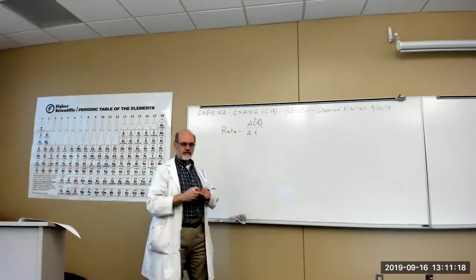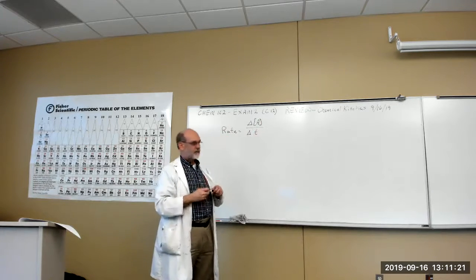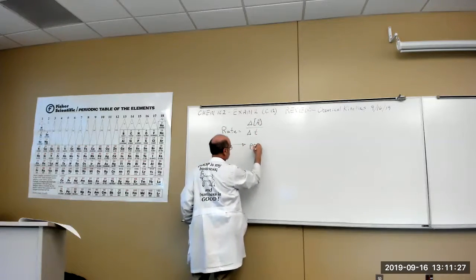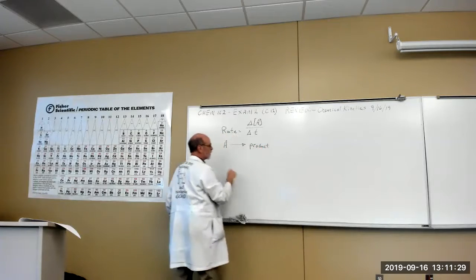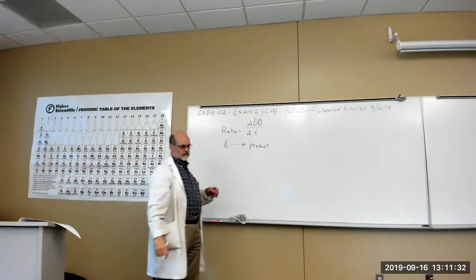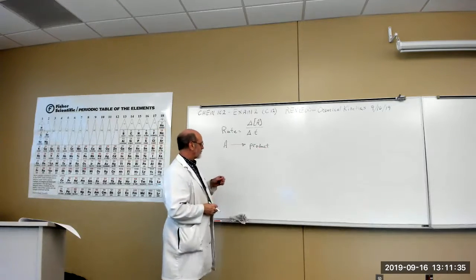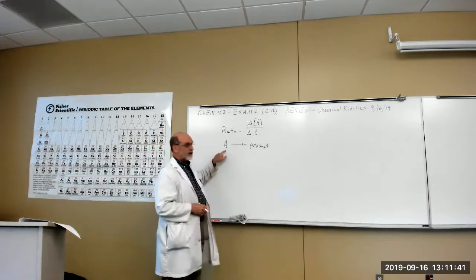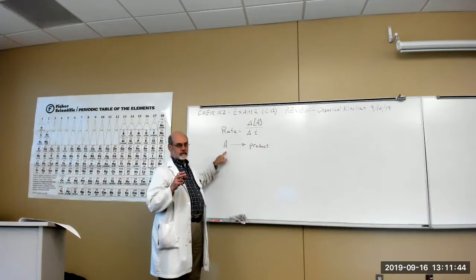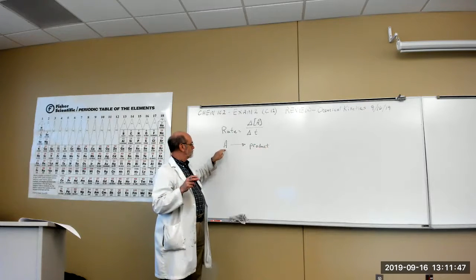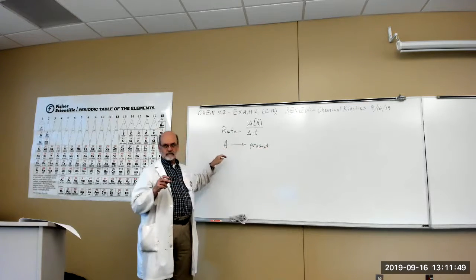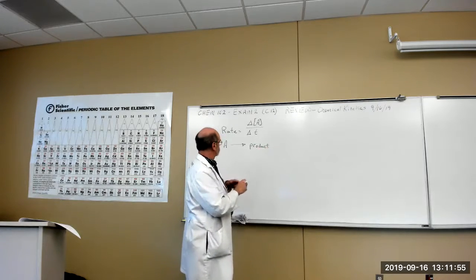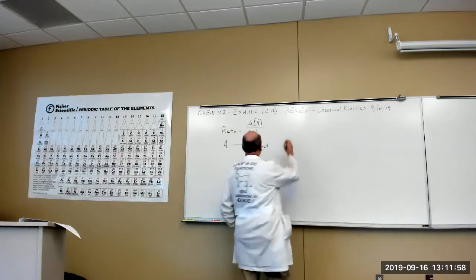So how does the concentration vary with time? That's based upon A yields product. We really don't care about the product in most cases. We just want to see how fast A disappears during this reaction. Now this is for a reaction in which you only have one reactant, so it's unimolecular.